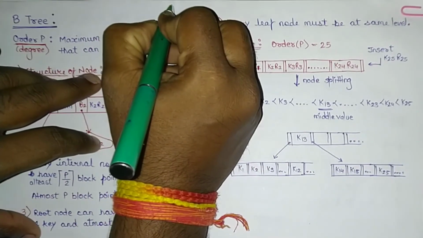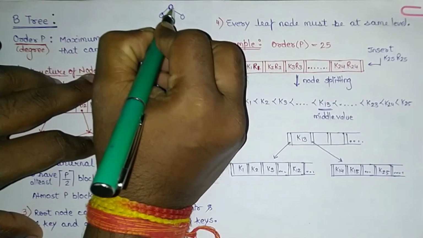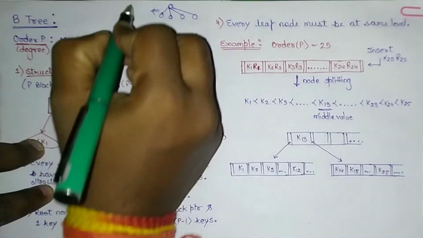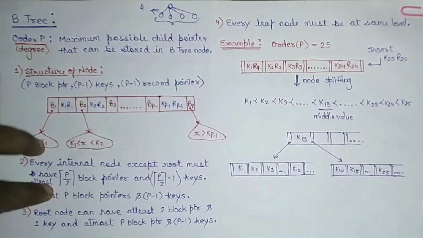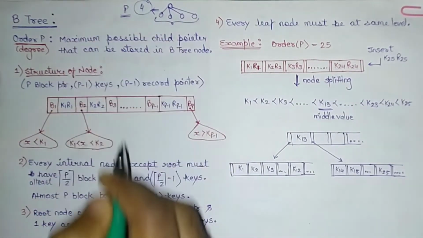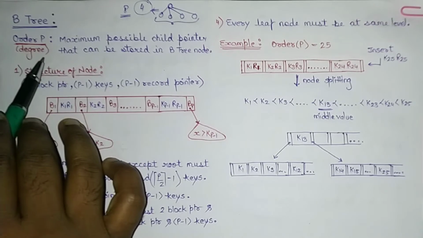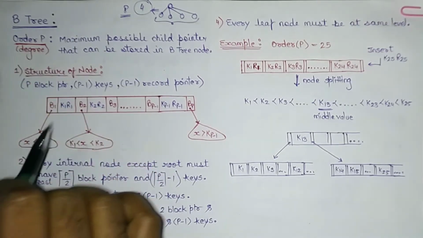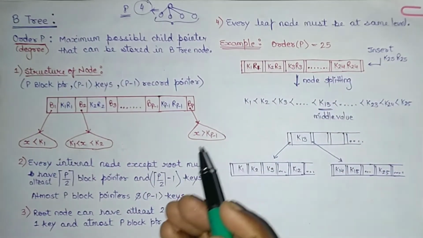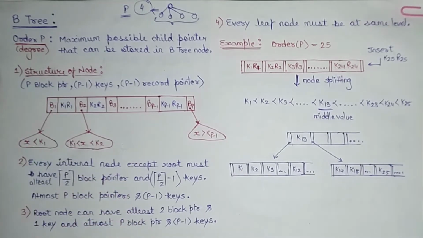What does it mean? If I'm having a particular parent, the number of childs it can have is denoted by the order. So here if I talk about this particular tree, the order is 4 because here the childs are 4. So the order or the P is the maximum number of childs that a node can have. So it is known as the degree, right, and order. Another thing is structure. These are some important properties that you should understand for the B tree. The first one is the structure of node, right? So what is the structure of node?